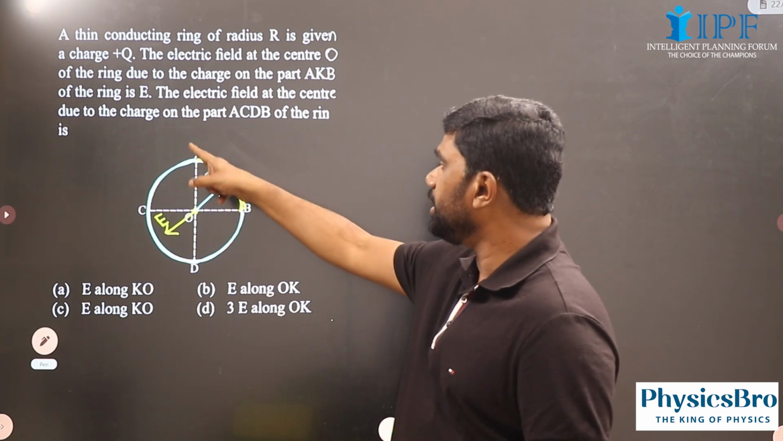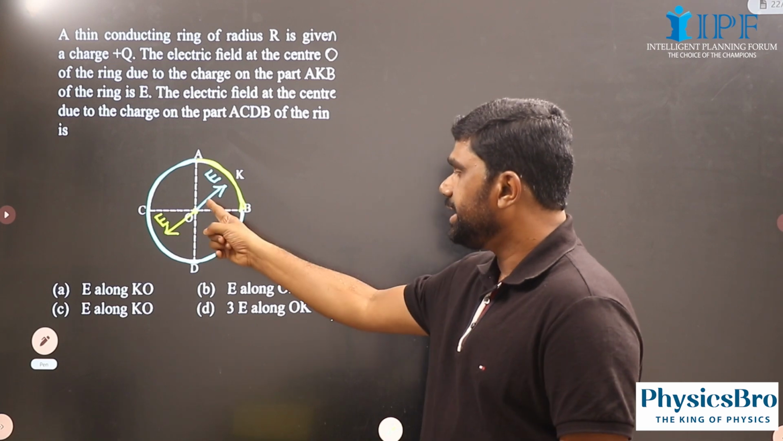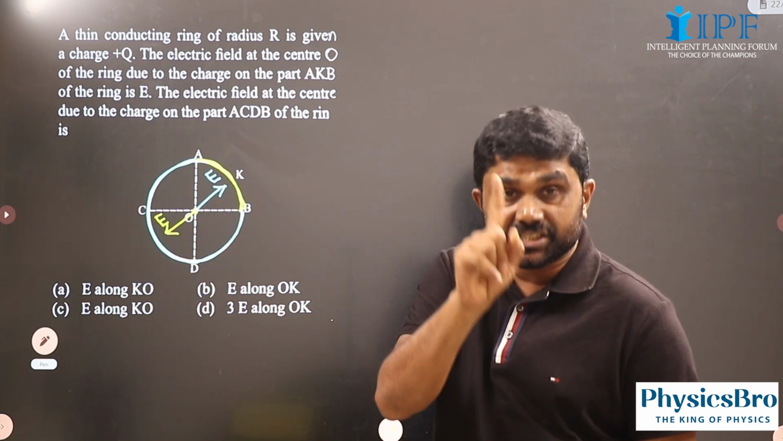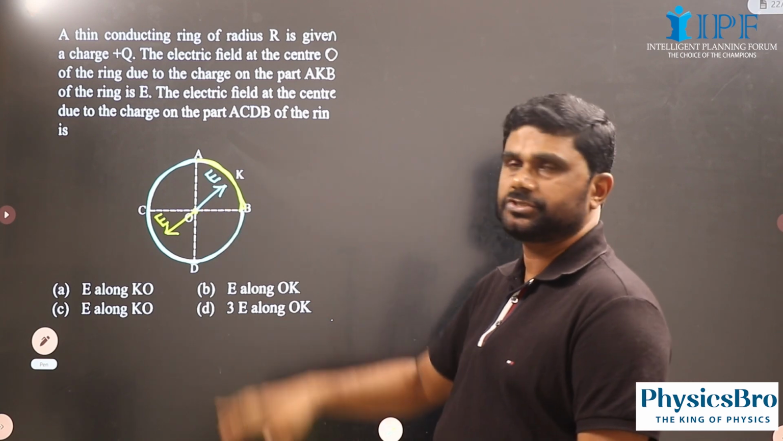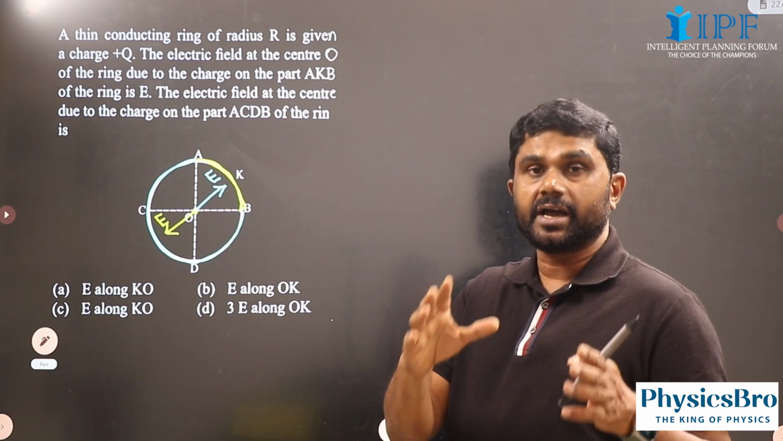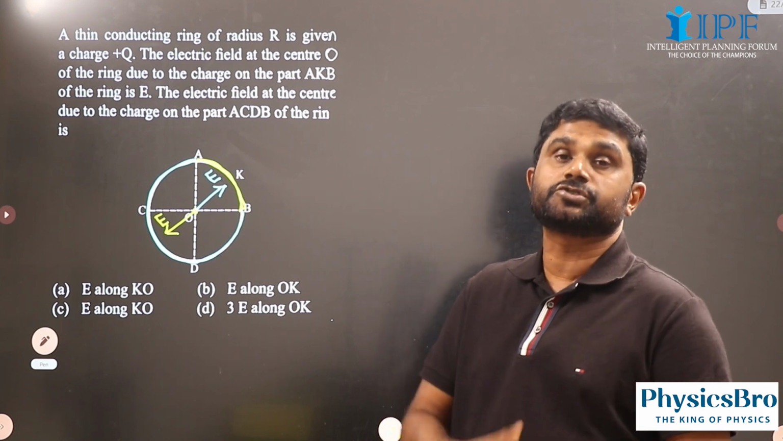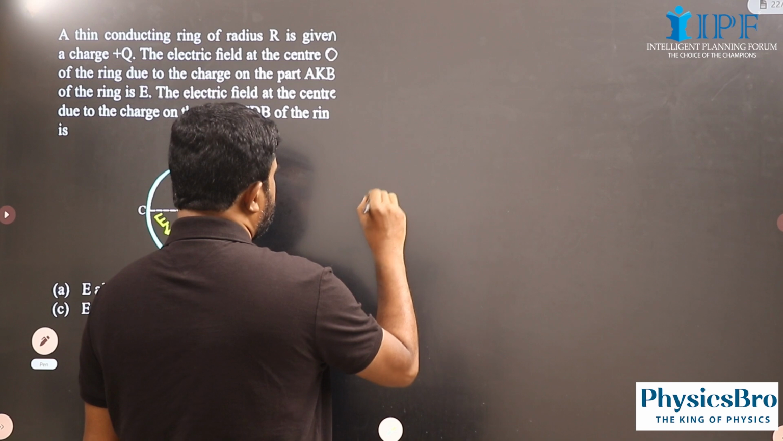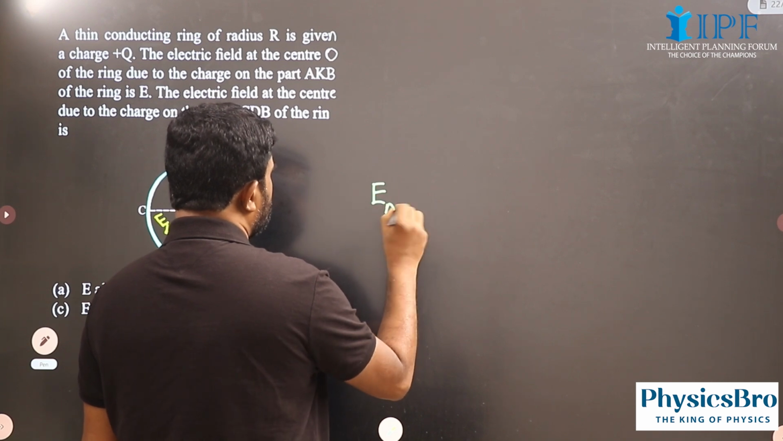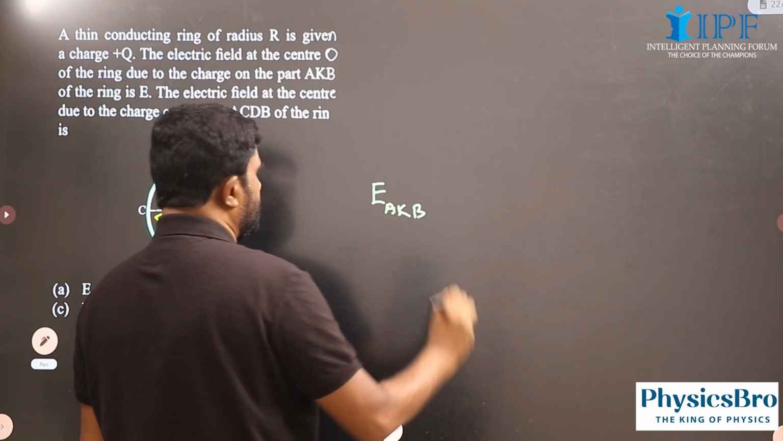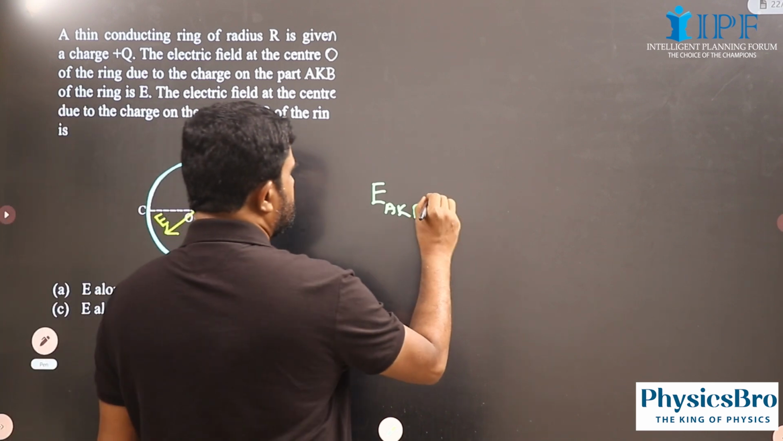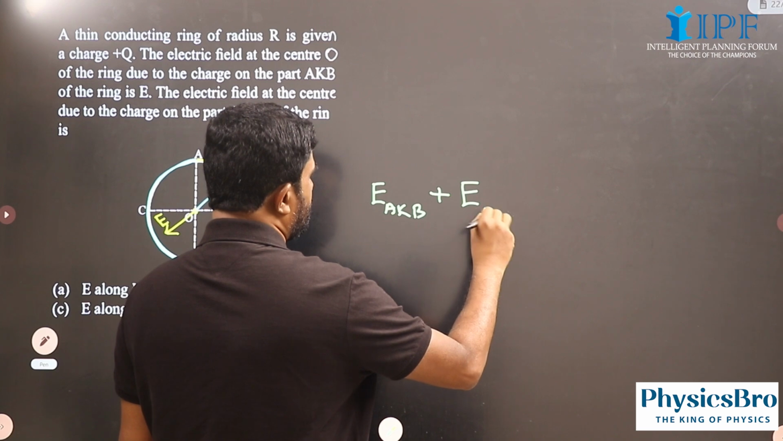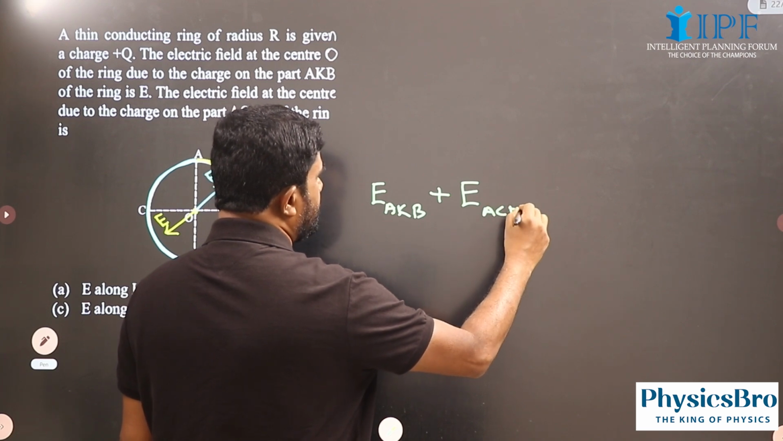Then only we will get the resultant field 0. So if the field due to AKB is along this line, then the field due to the remaining part will be just opposite to it, like this, because the resultant field at the center due to the complete ring should be 0. Or let us say the electric field due to the part AKB and the field due to the remaining part ACDB.